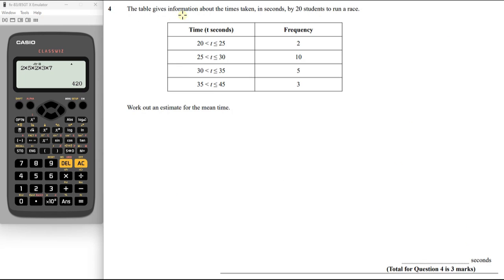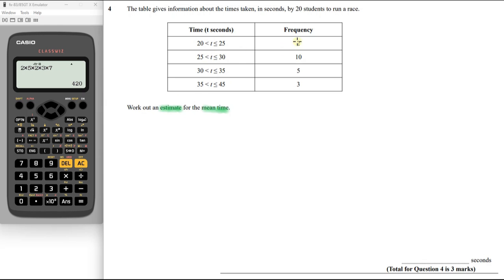Question 4. The table gives information about the times taken in seconds by 20 students to run a race. So you can see there were 2 people who took between 20 and 25 seconds. 10 people took between 25 and 30 seconds, and so on. We need to work out an estimate for the mean time. Now, the reason why we can't work out the actual mean is because we don't know the individual times. All we know are the intervals. So we can only work out an estimate, and the best estimate is if we choose the midpoint.